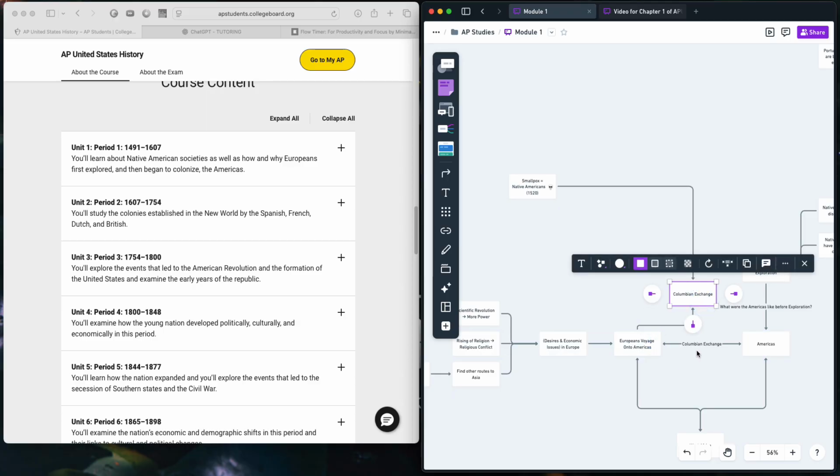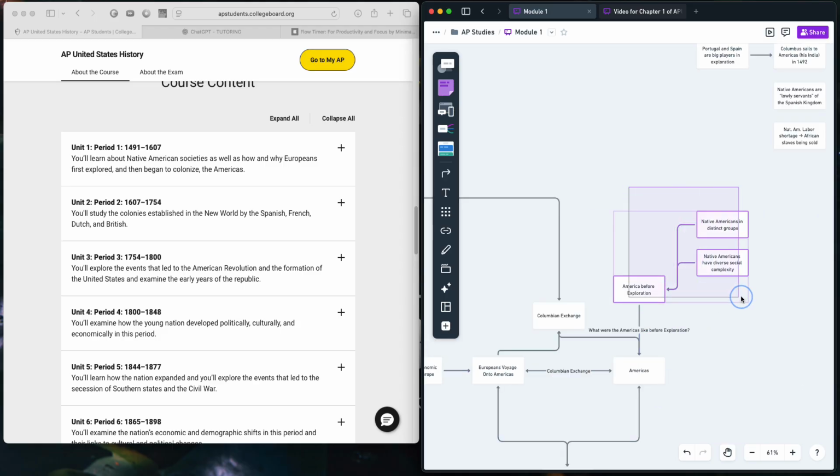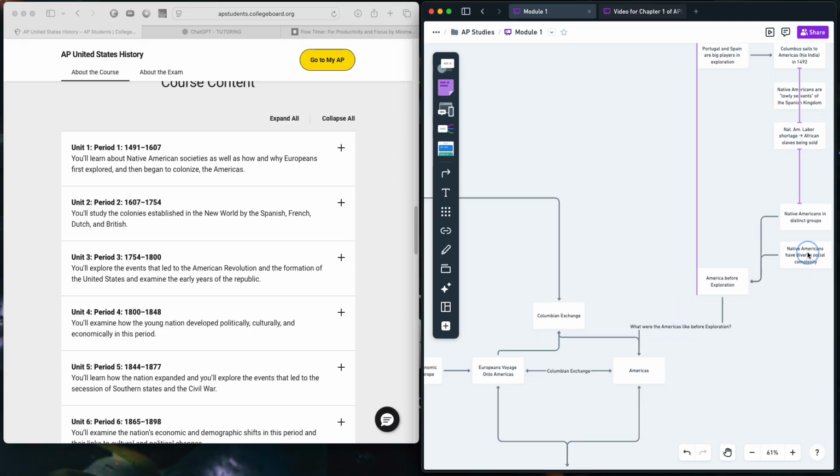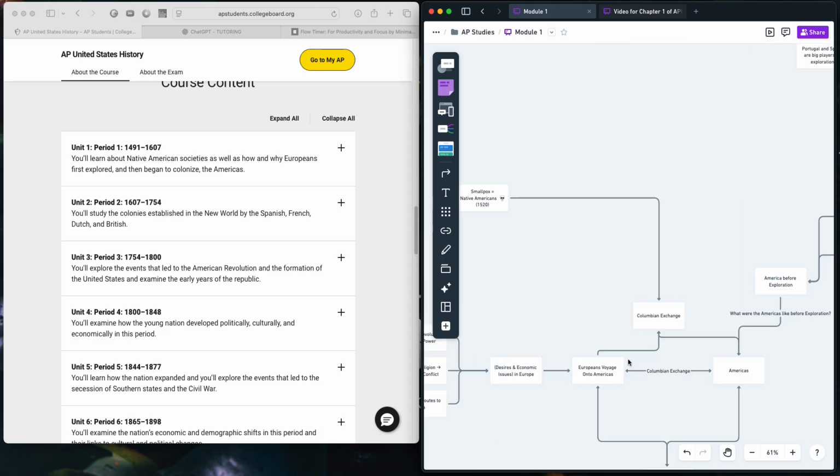So Columbian Exchange, we see Columbian Exchange here. We can delete it if we want. I like it right now, so we're going to keep it there for a second. But we definitely could delete it later on. It's up to personal preference at that point. Okay. I'm going to move this over a little bit because I want there to be space. Yeah, there we go.